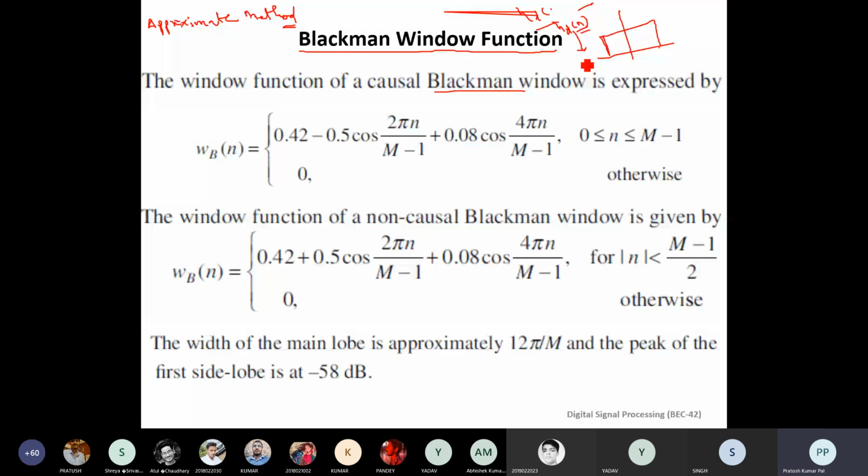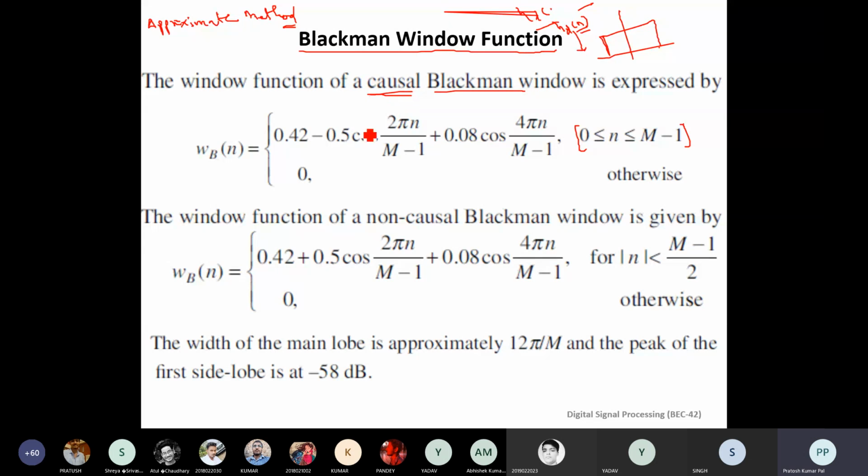Instead of the rectangular window, we will be using different types of windows, which have different advantages and disadvantages. Suppose this is the expression of the Blackman window. This is for the causal window. If it is non-causal, the range of n should be from minus (m minus 1) by 2 to (m minus 1) by 2. Otherwise we make n equal to 0 to m minus 1, which is the causal form. We will basically focus on the causal form only.